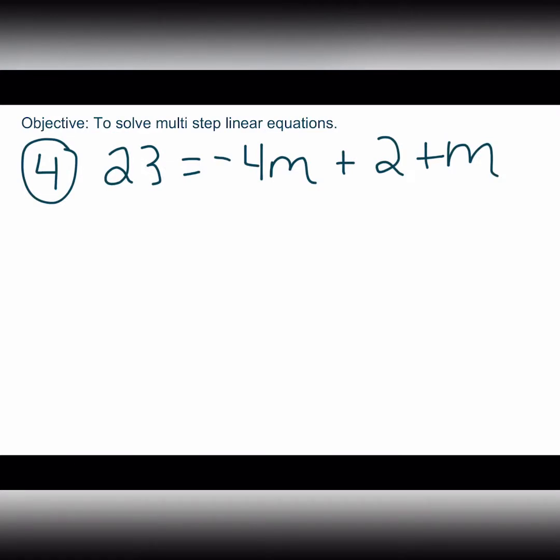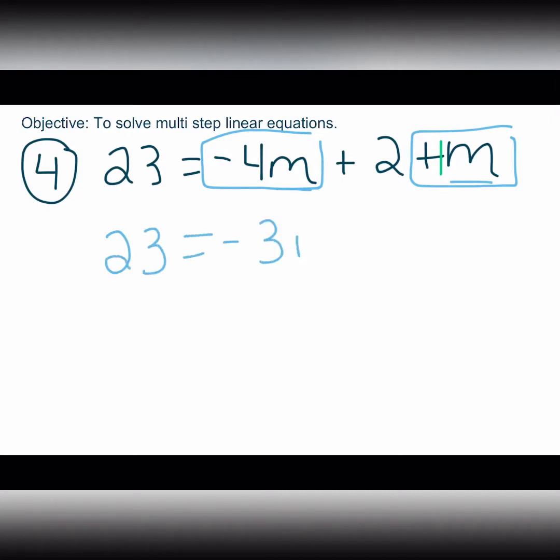Okay, so now our first step is to combine our like terms. So we have an m and an m. So this is negative 4m plus m. So remember what we said before, if it's just an m or an x or an a all by itself, we have one of them. So I'm going to put a 1 there. Negative 4m plus 1m is negative 3m. Because remember, we have more negatives than we do positives, so our answer is negative. And then we do 4 minus 1 is 3. And then we bring down the plus 2.